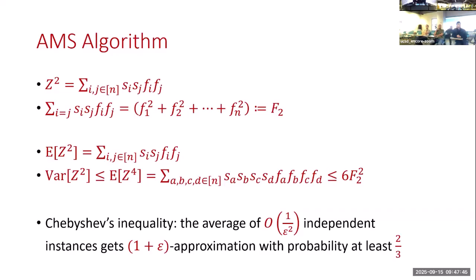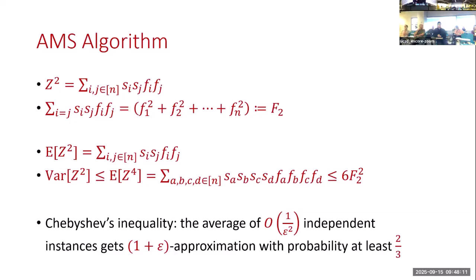random signs, then when the indices are the same, Si Sj is going to be 1. And so a lot of the terms are going to contribute to exactly the second moment. Right, so the cross terms when i is not equal to j, we'll deal with that later. But when i equals j, that component of Z squared is exactly the second moment.